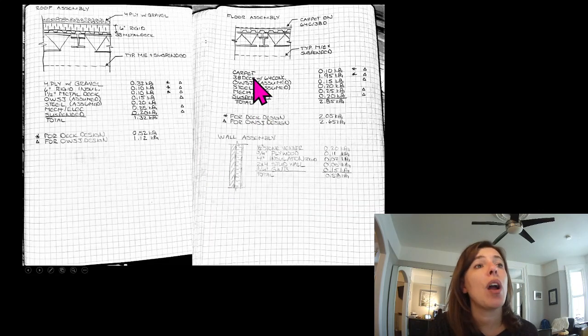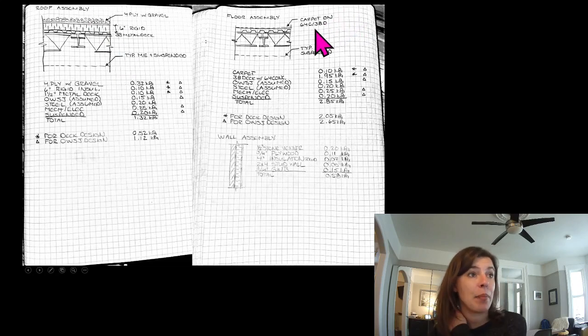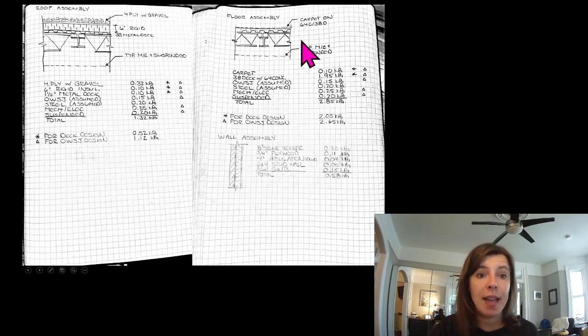So here those are worked out, and you can see I've drawn these assemblies for you, just to give you a sense of how these things go together. You can see that the metal deck sits on our open web steel joist, which sits on our steel beam. Same thing over here. And then here's just a quick look at our wall assembly.